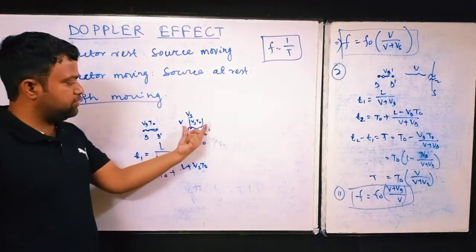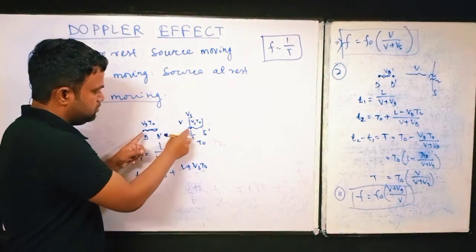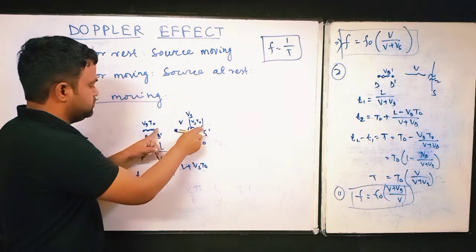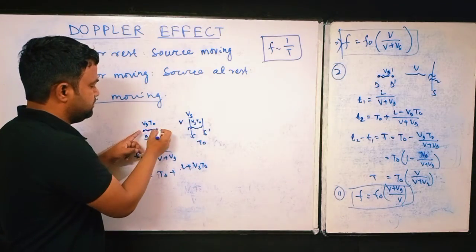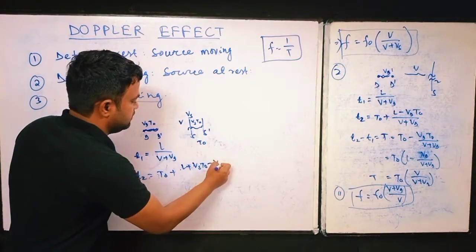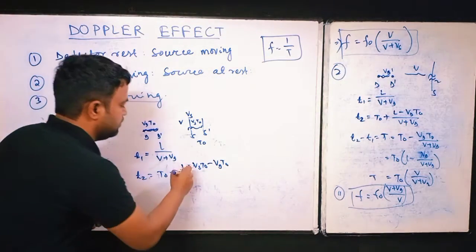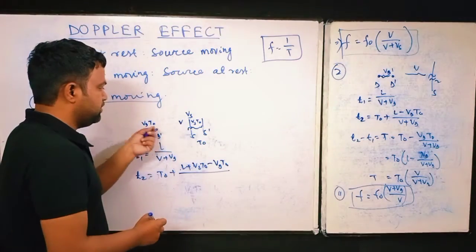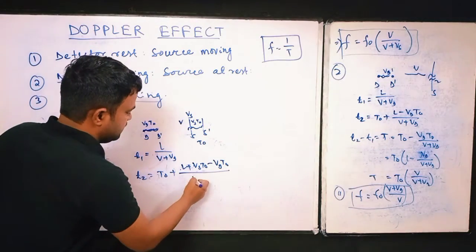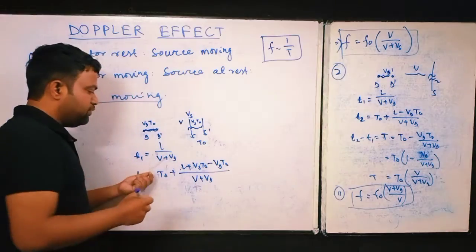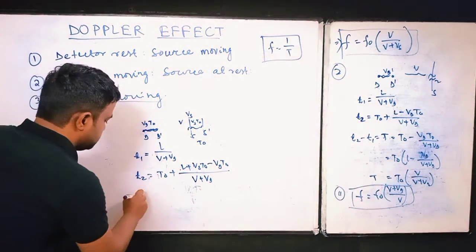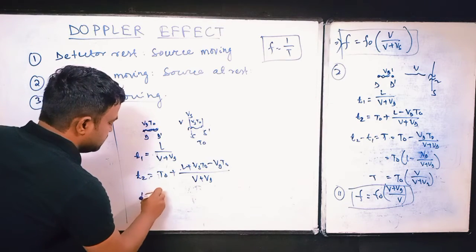The new distance is from here to here, so this is your L, this is your Vs T0, so L plus Vs T0, and this one is the extra, so you will subtract it, that is Vd T0, divided by V plus Vd, as it is moving towards, so the pulse is coming here. Now what is the procedure? Same: T2 minus T1 is the modified time period for the observer, so we will find T2 minus T1 directly.